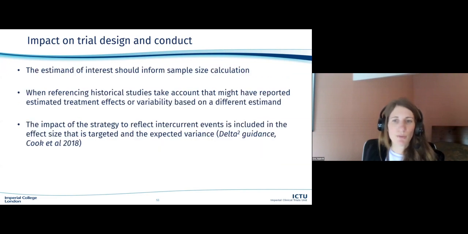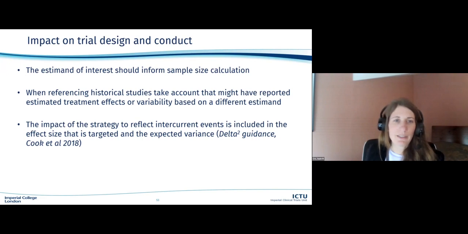Now, the precise description of the primary estimand of interest should also inform sample size calculation. When calculating sample size, we typically use estimated effect sizes and variability from past studies. So when referencing historical studies, it's important to take into account that these might have reported estimated treatment effects or variability estimates based on a different estimand.